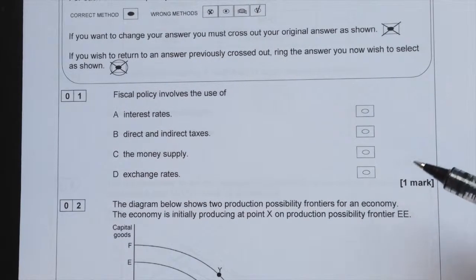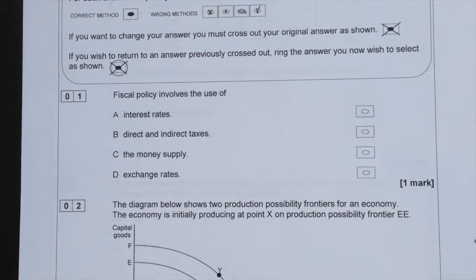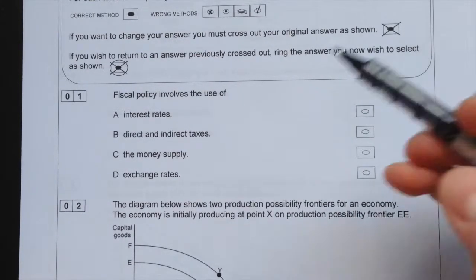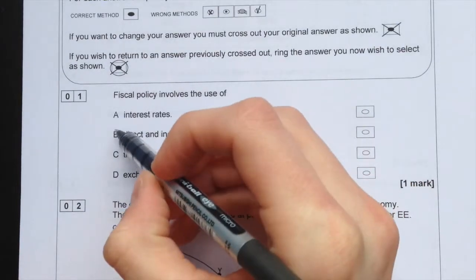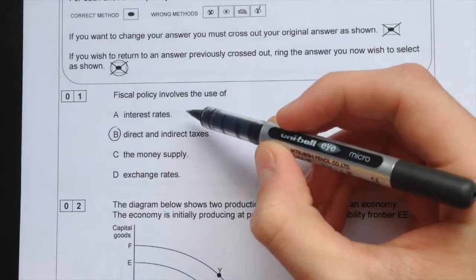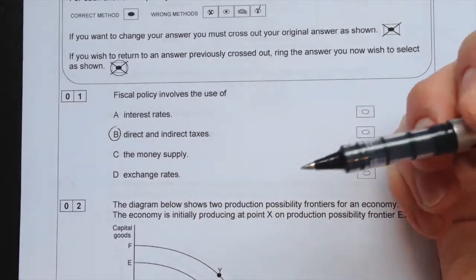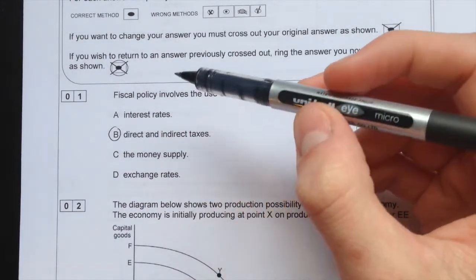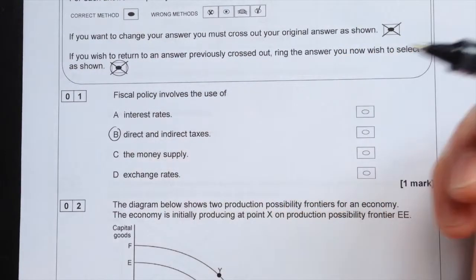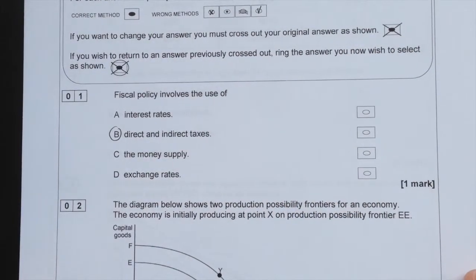Fiscal policy is all about the government's taxation and revenue. So we're looking at either a tax change or a change in government expenditure. And the only one here that does that is B. Interest rates, the money supply and the exchange rates are all monetary policy. They're all monetary tools. Whereas a change in the direct and indirect taxes is fiscal policy.